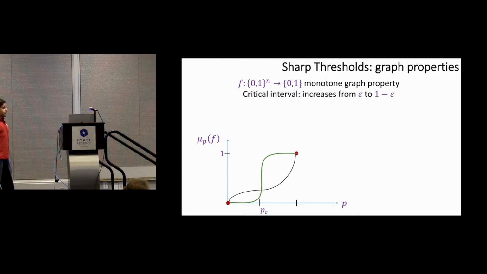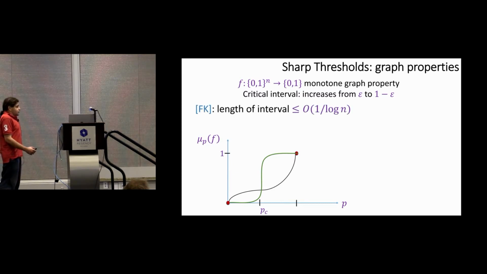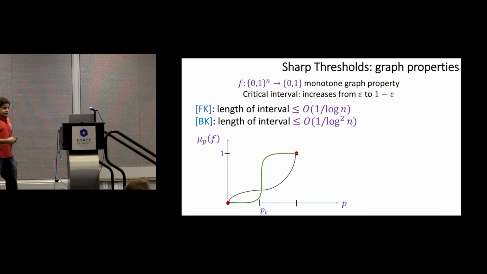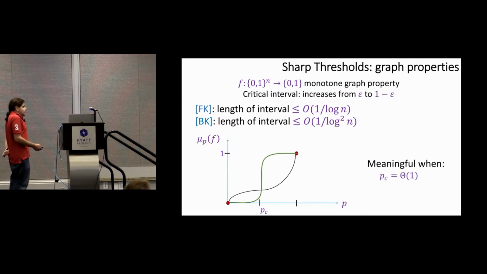There is one interesting class of functions for which we know quite a lot. This is the class of graph properties. There it was shown by Friedut and Kalai that this interval is always of length at most 1 over log n. This result was later improved by Bourgain and Kalai, who showed that the interval is at most 1 over log squared n, and this turns out to be tight. But the point is that this result is only meaningful when your shift comes at a point which is bounded away from 0 and 1.